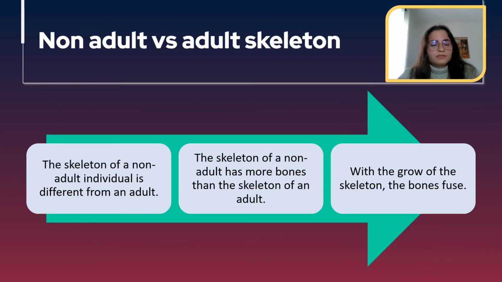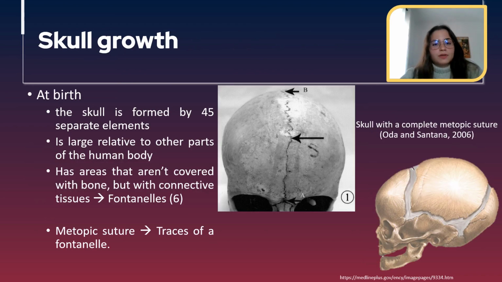The skeleton of a non-adult individual is different from the skeleton of an adult. The non-adults have a lot more bones, and this happens because with growth of the skeleton, the bones fuse. We are going to see in more detail the growth of the skull and the long bones. At birth, the skull is formed by 45 separate elements and is large relative to other parts of the body.